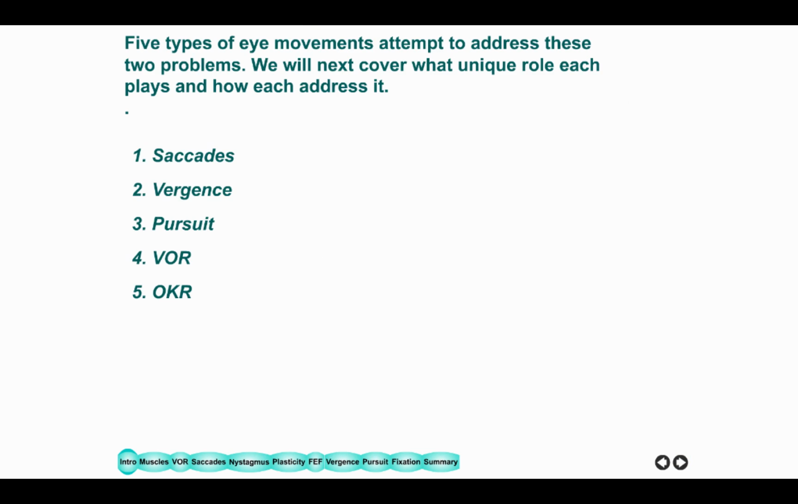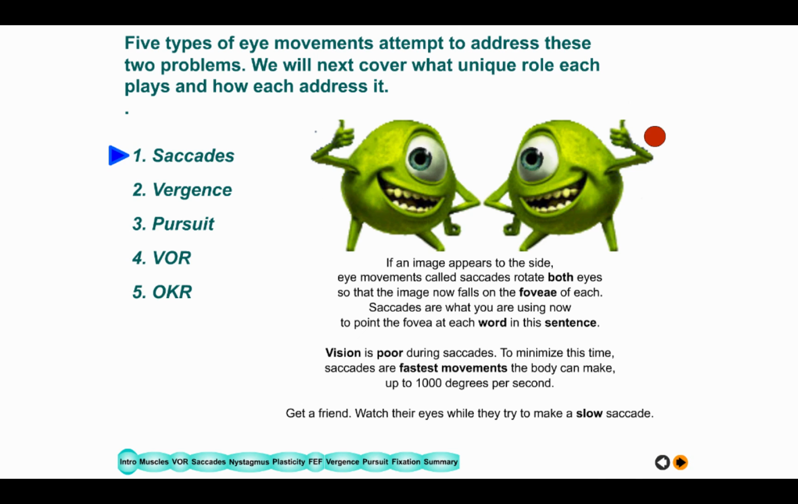So we've developed 5 types of movements that attempt to address these problems. And we'll next cover what unique role each of these types of movements serve and how they manage to solve the problem. So the first one is saccades. We spoke of saccades many times before in this course.